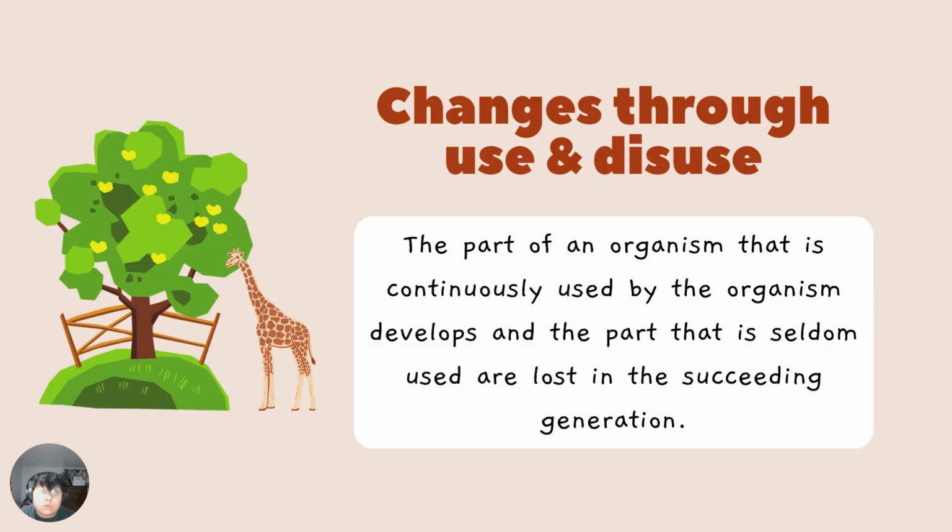Okay, changes through use and disuse. This here is the main concept of Lamarckism, and this is what we need to know. The part of an organism that is continuously used by the organism develops, and the part that is seldom used is lost in the succeeding generation.